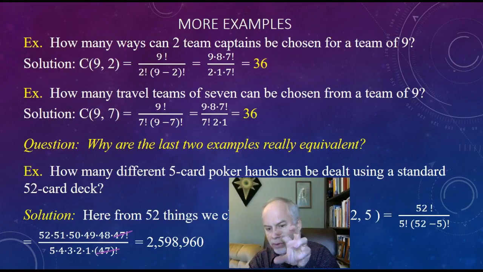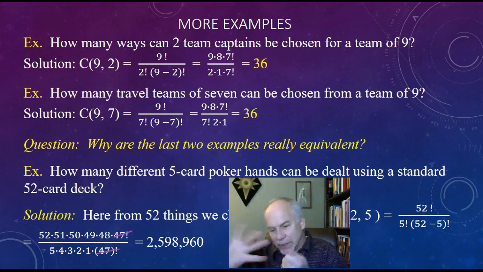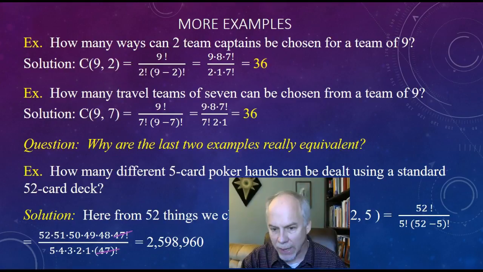And it's the same thing with the co-captains. Every time you choose 2 co-captains, you leave 7 that were not chosen. Now, I'm not trying to say that the co-captains will not be on the travel team, no, but it's just the same idea. Every time you choose 2, it's like choosing 7 on the other side. So it ends up being the same number either way.